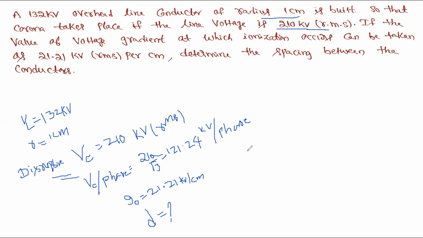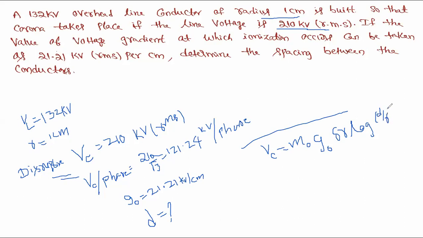Already we know the formula for the disruptive critical voltage, represented by Vc: Vc equal to m naught G naught into delta R log d by R base e.